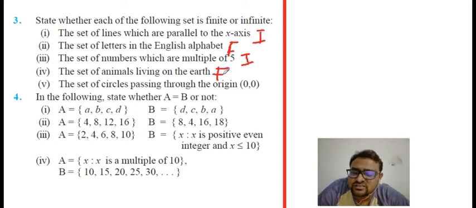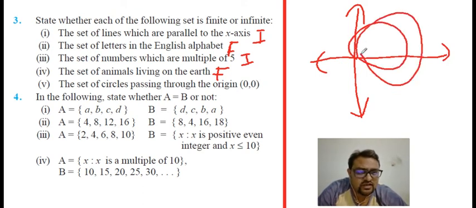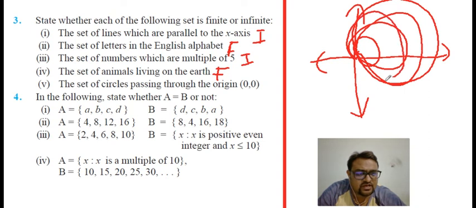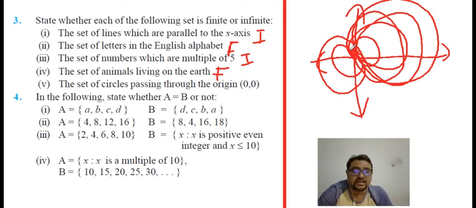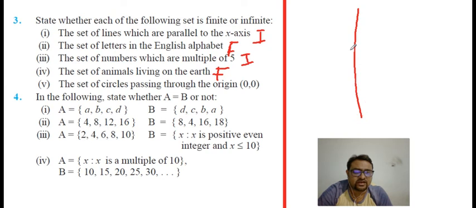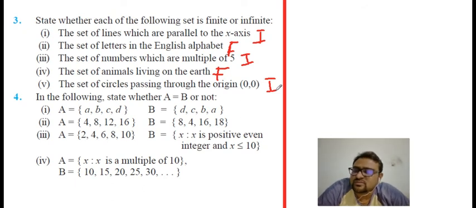And the set of circles passing through the origin. If I draw the y-axis and x-axis, and this is the origin, I can draw this circle, and I can draw this. Actually, it's not a perfect circle, but I can draw as many circles as I want passing through the origin. So I will say this is an infinite set. The set of circles passing through the origin is infinite.